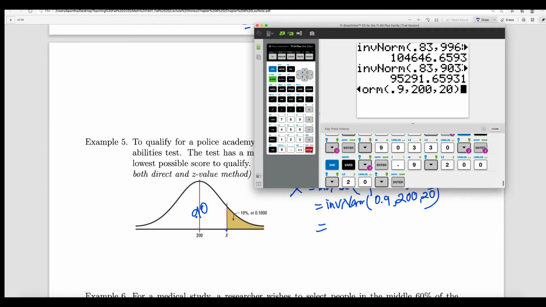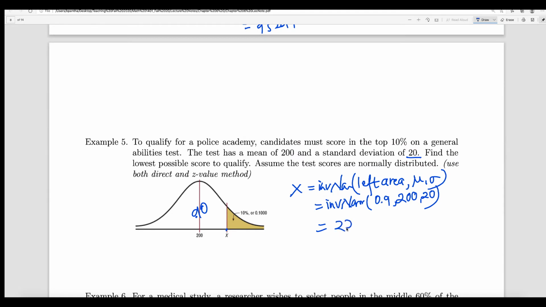And then paste it. So 225.63, that is 225.63. There is some question in the parenthesis. You use both G value method and derived method. Let us use the G value method. To use the G value method, what is mu? Mu is given 200, sigma is given as 20.